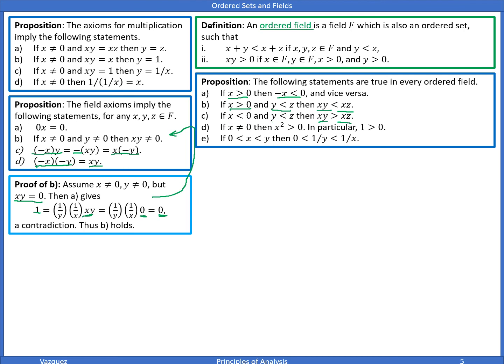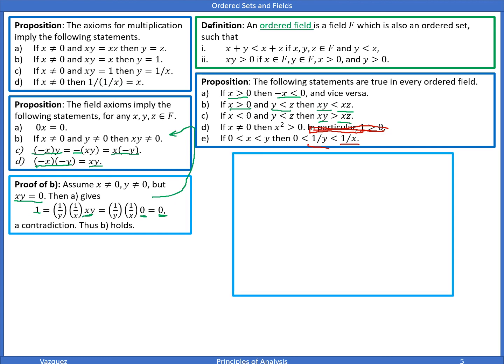We also have that if x is not equal to 0, then x squared is positive. They have this right here, but if it's confusing you, you can just ignore this. And finally, if x is greater than 0 but less than y, then 1 over x is greater than 1 over y, and they are both positive. Okay, now I'm going to prove 2 of them to not leave you in the dark, and you can do the rest as exercises.